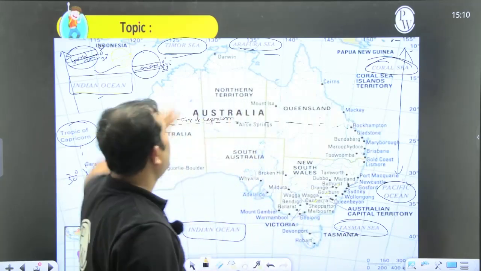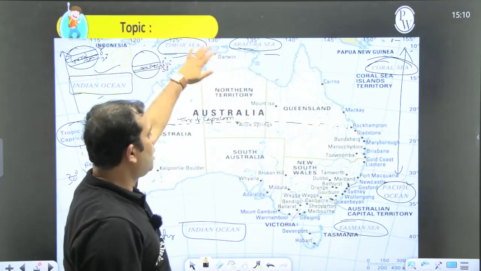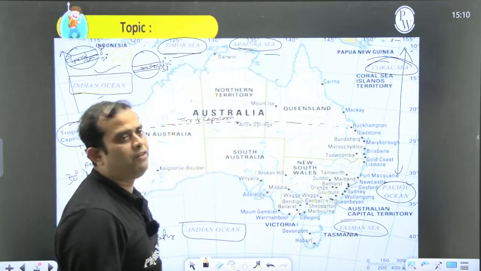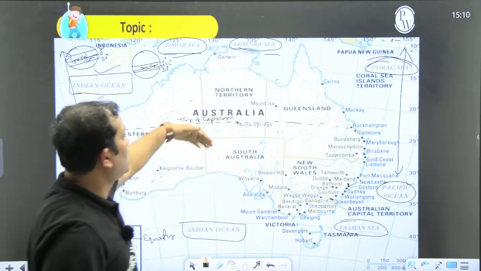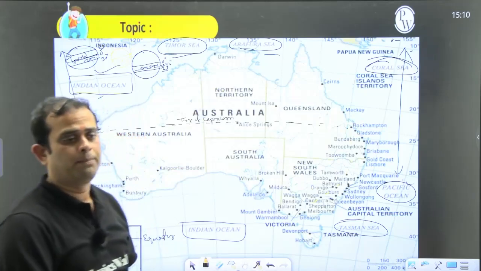So this divides Australia into two halves. It divides Australia into the northern half and the southern half.